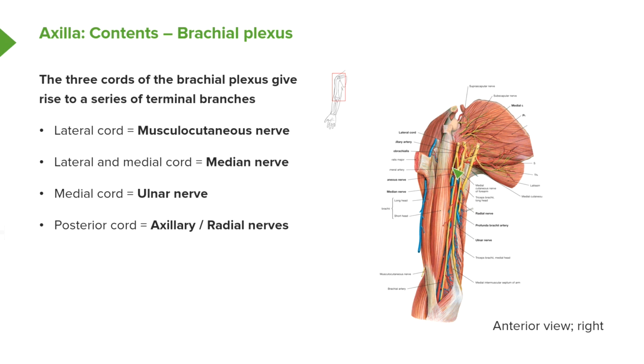But we can see this nice characteristic M shape again. So we've got musculocutaneous nerve here, we've got the median nerve here, and we've got the ulnar nerve passing down here. Here we can see from the posterior cord, we've got the axillary nerve, and we've got the radial nerve. So these 5 terminal branches coming from the brachial plexus.